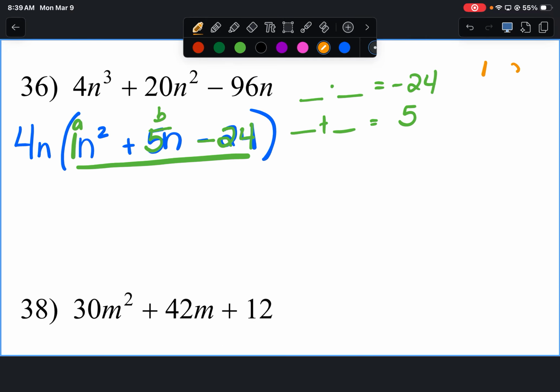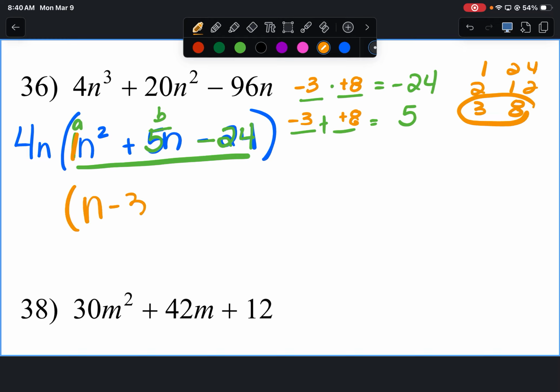List them out if you need to. 1 and 24, 2 and 12, 3 and 8. Boom. All right, so what combination of 3 and 8 do we need to use? Plus 8. Negative 3, positive 8. Can we use the shortcut? Yeah, because A is 1, so we can use our shortcut. So we have n minus 3, n plus 8. Is that my final answer? No, we gotta drop down that 4. We got to put the GCF back in front.